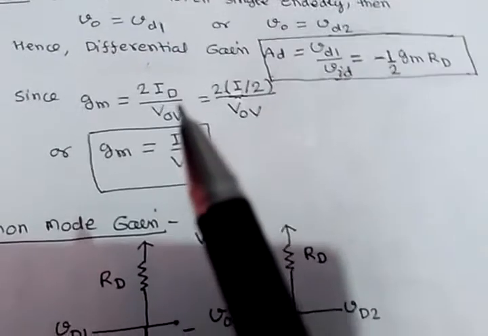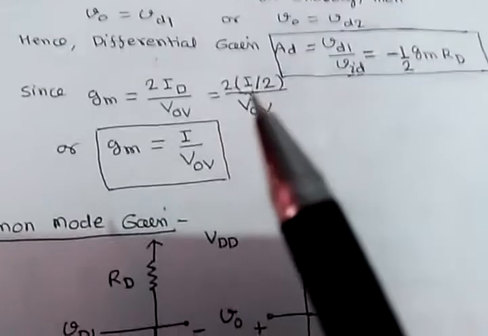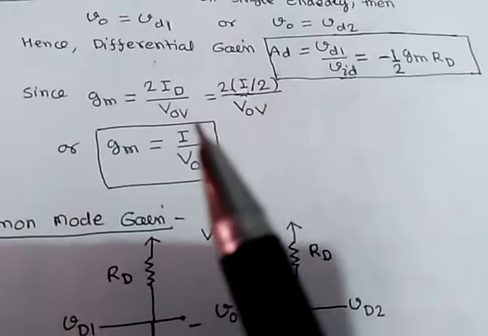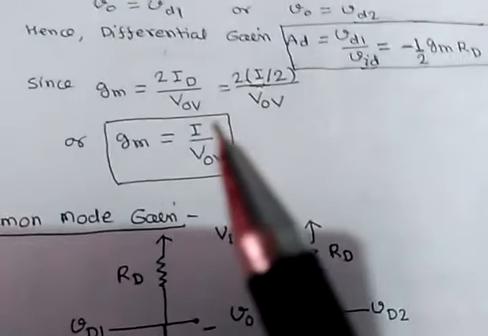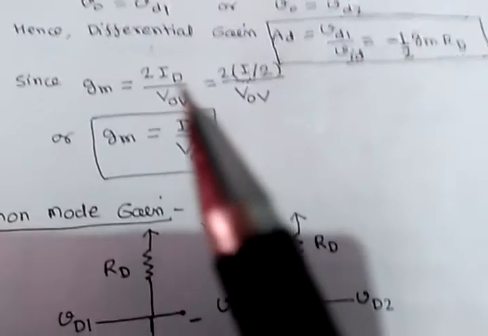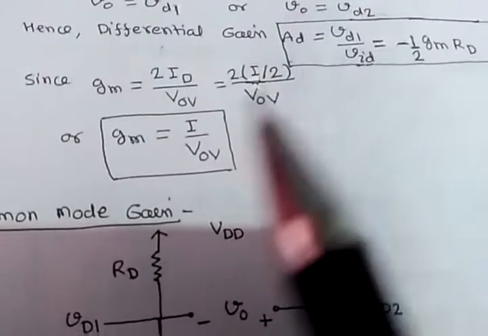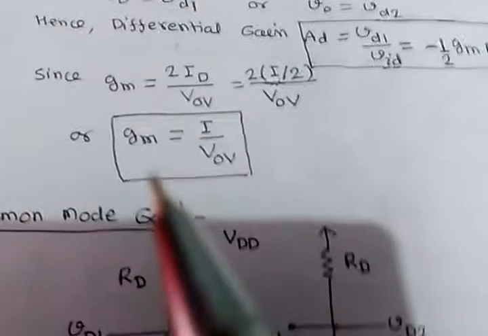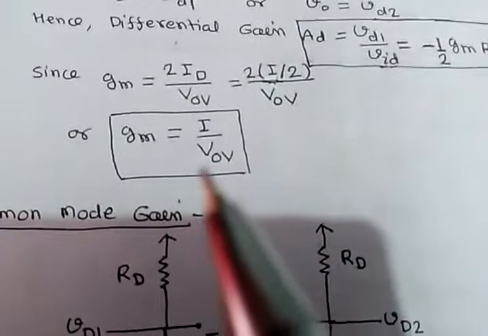So it will be I by 2 when there is no input signal. Then the current supplied by the constant current source will be equally divided between the two transistors. So it will be I by 2. After simplification, we can write gm equals I upon VOV.